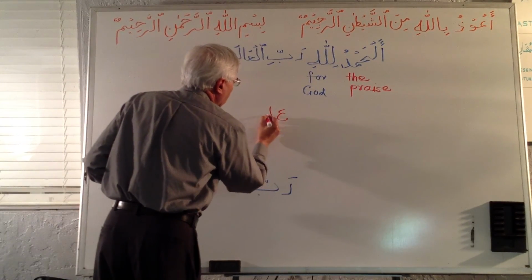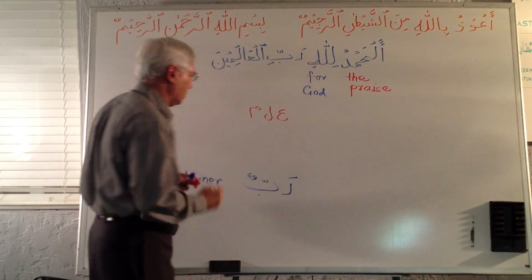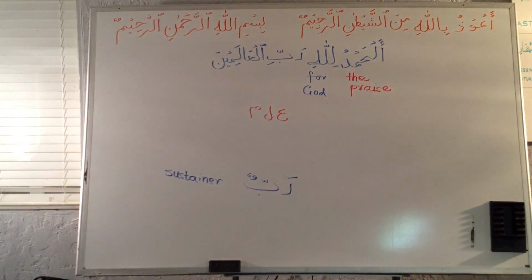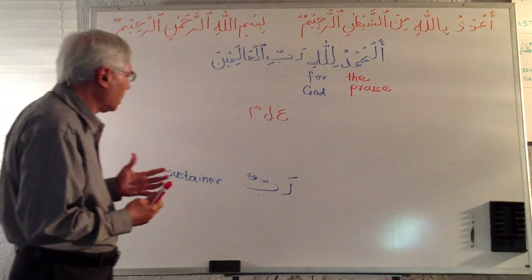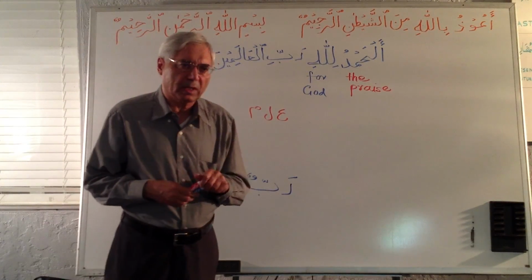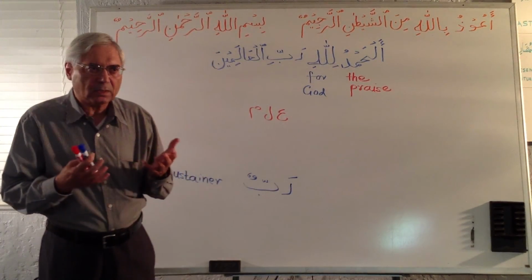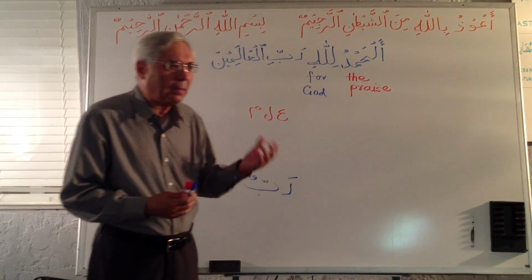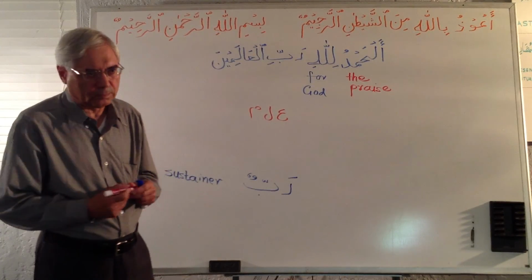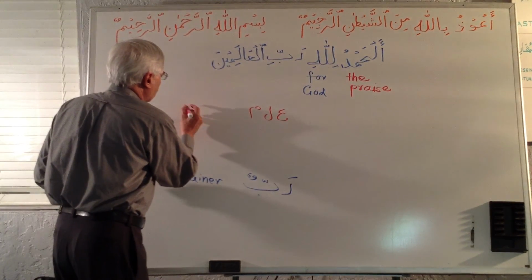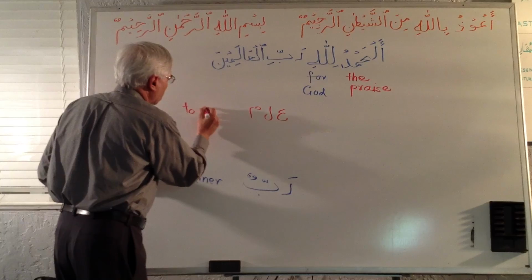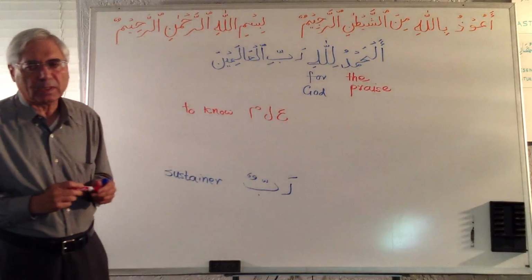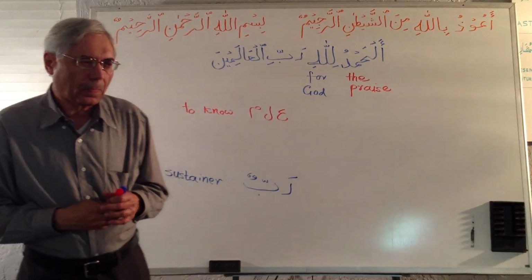Let's take a look at these three letters: Ain, Lam and Mim. These three letters have several meanings, but the simple meaning is to know about something. Ilm, knowledge. So alama means to know. Ain, Lam and Mim, alama, means to know.